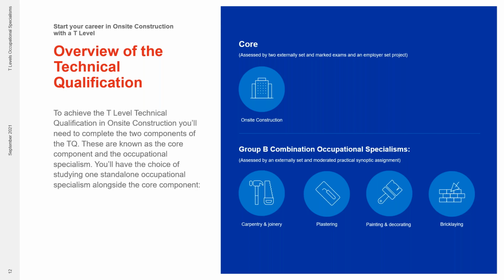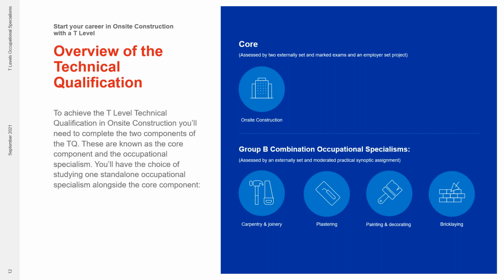The construction on-site core is assessed by 2 externally set exams and 1 employer set project. Those are assessed in assessment windows, and information will be coming out on those, and you'll be getting more familiar with those as the year moves on and we introduce you to more content on the T-level.